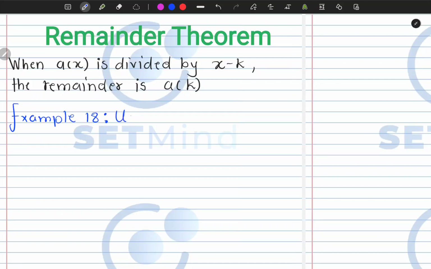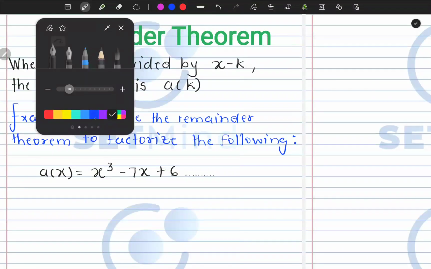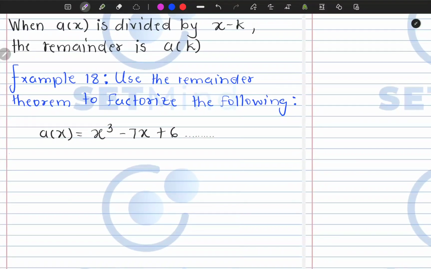And for this example, what we are required to do is to use the remainder theorem to factorize the following. That is what we are required to do. So the first expression which we need to factorize using the remainder theorem is our A of x equals x cubed minus 7x plus 6. With the remainder theorem, what we need to do is establish at least one factor.